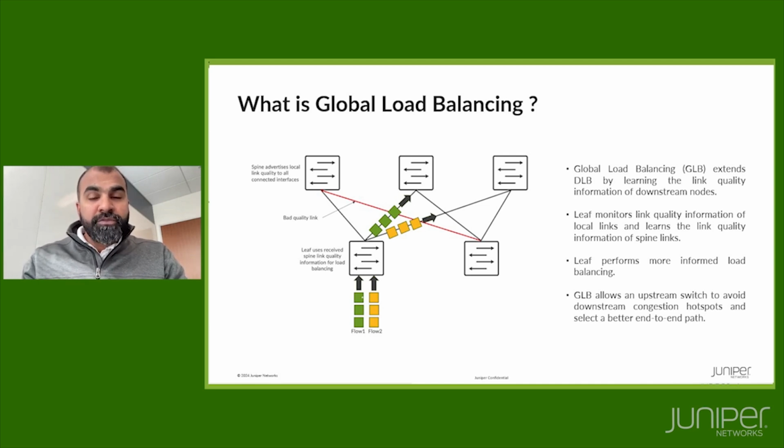Which means the advantage here is that you will not only know the local link health, you will understand the whole path quality health. So accordingly, you can spray or load balance the traffic, specifically elephant flows on RDMA traffic, efficiently. We have option 4 as well.